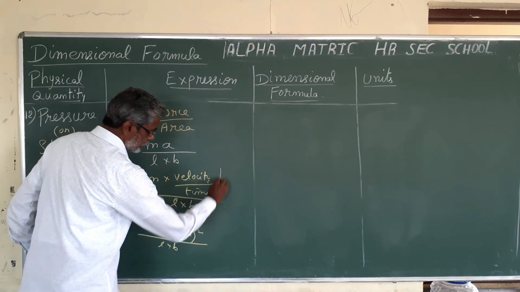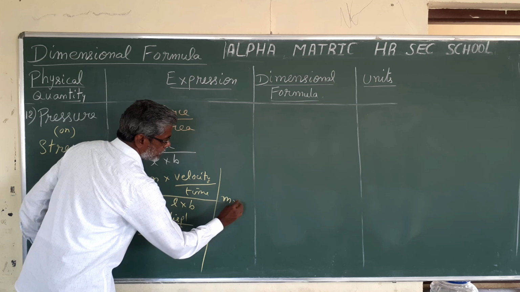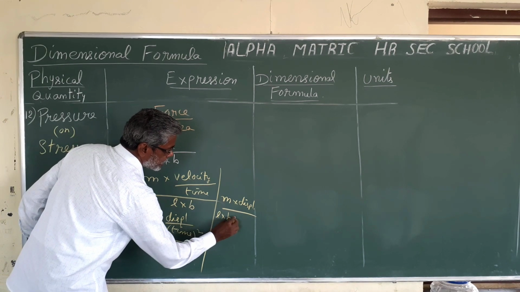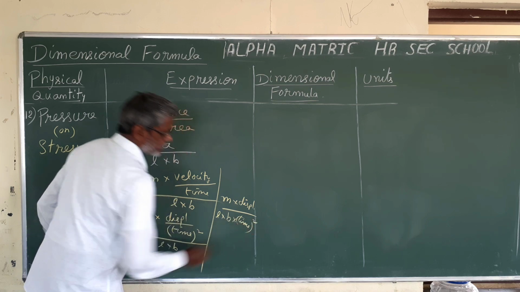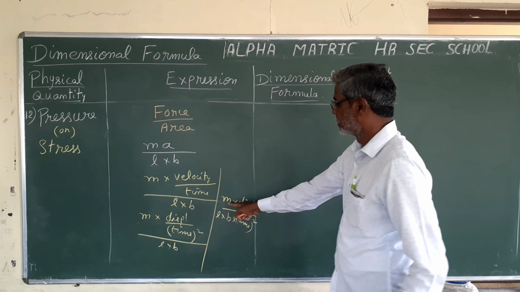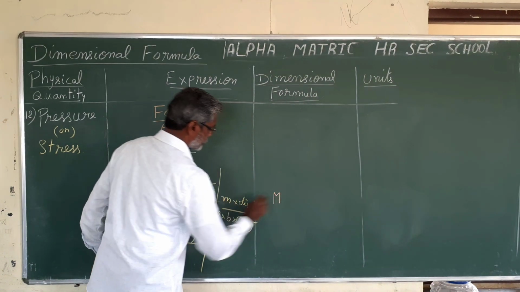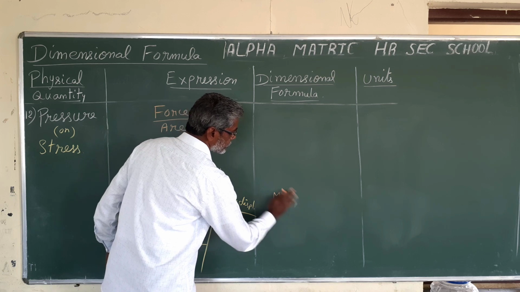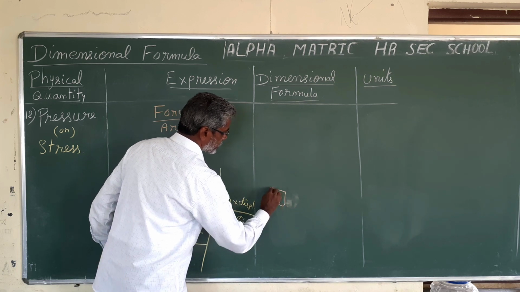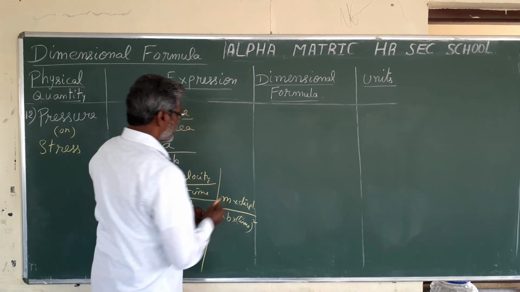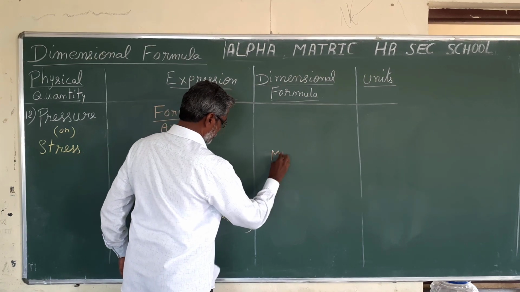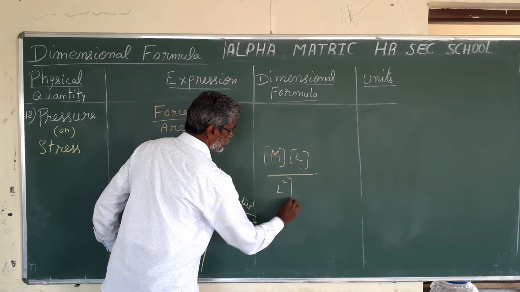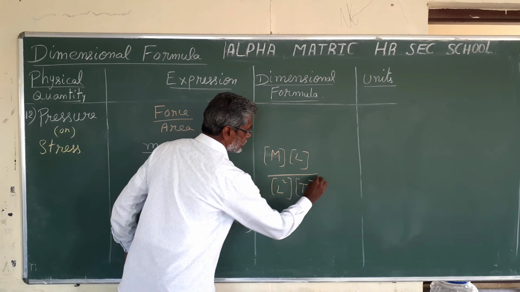Understood? Now I can write this as mass into displacement divided by this time square. It comes here, so length into breadth into time square. Now you can write the dimensional formula. For mass it is M. For displacement it is L. Length and breadth, so it becomes L square. This time T square.